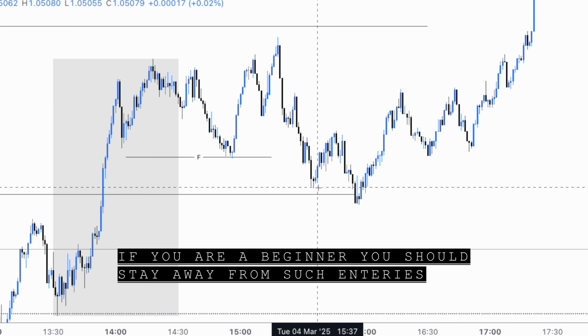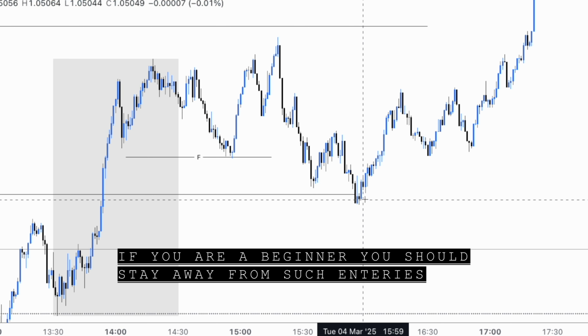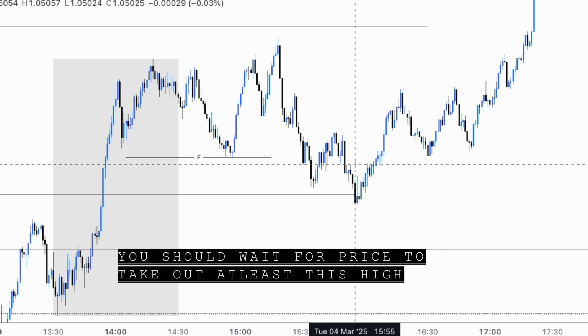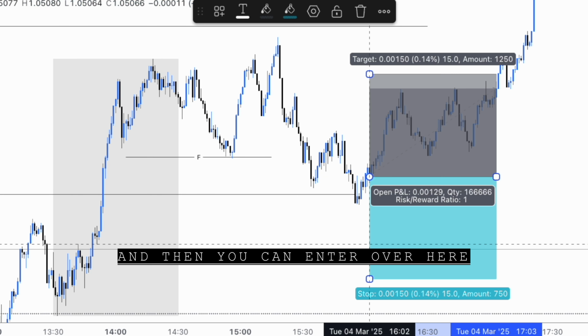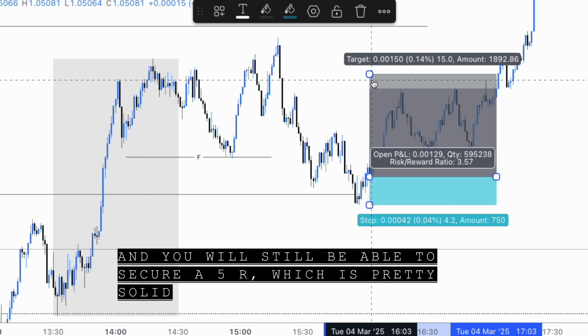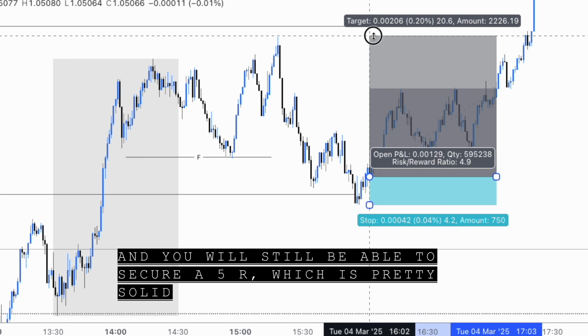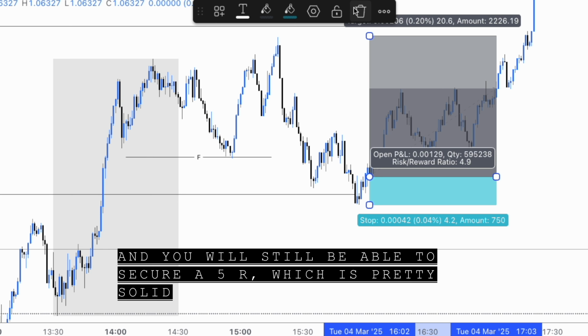If you're a beginner, you should stay away from such entries. You should at least wait for the price to take out this high and then you can enter over here, and you will still be able to secure a 5-hour trade, which is pretty solid.